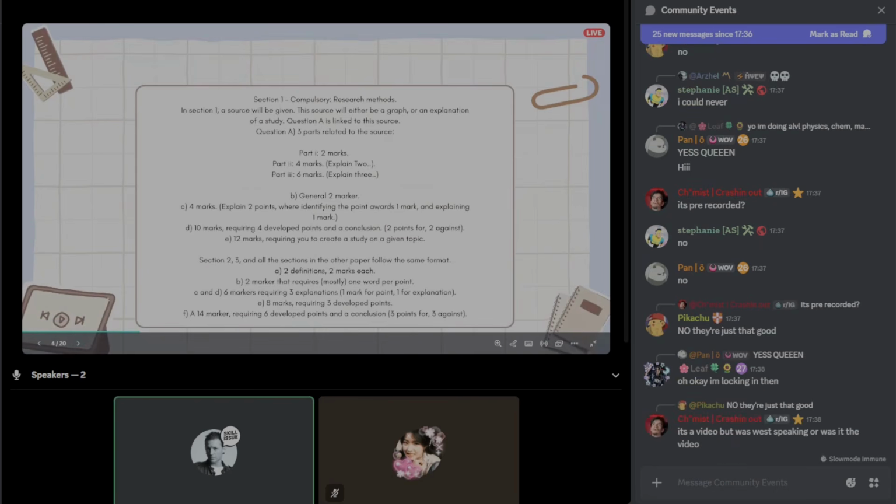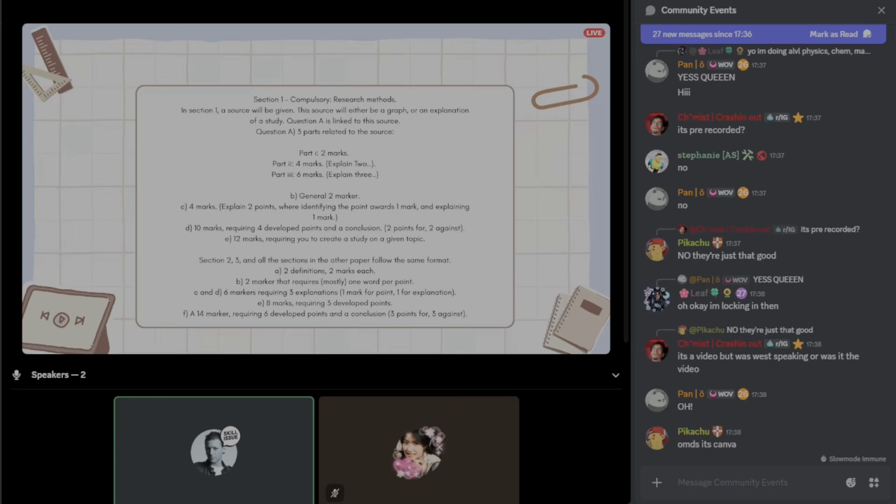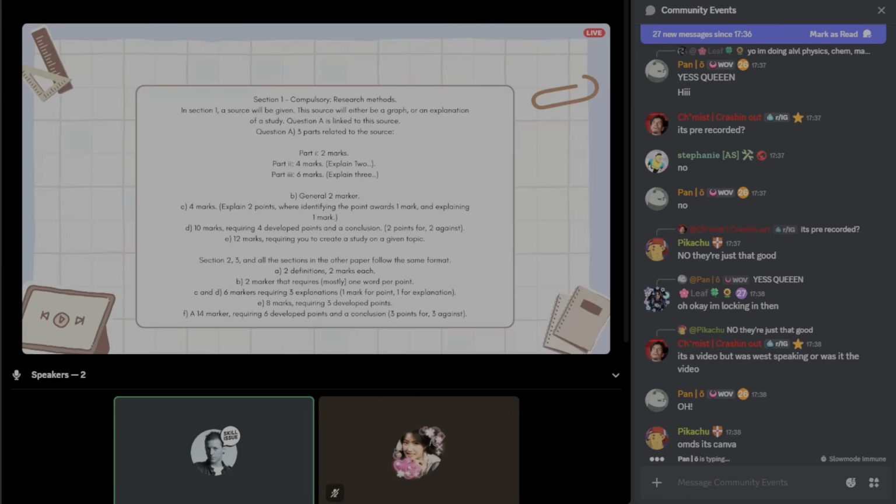Let me start by breaking down the structure of paper one. Section one is the compulsory question. You don't have a choice, you have to attempt it. In section A, you will be given a source. It will be either a graph, an explanation, or a study. Question A will be linked to this source. It has three parts. Part one is 2 marks. Part two is 4 marks. You have to explain 2 points. Part three is 6 marks. You have to explain 3 points.